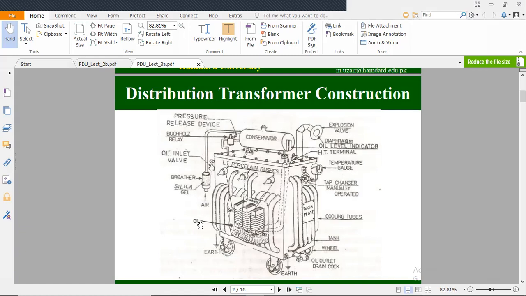Now moving to the next section, the LT bushings. These are the LT bushings, but LT bushings should be four in quantity. There is one missing. You can say this is maybe a delta-delta transformer, so that's the reason there are these three bushings. But in a distribution transformer from delta to star, there are four LT bushings.